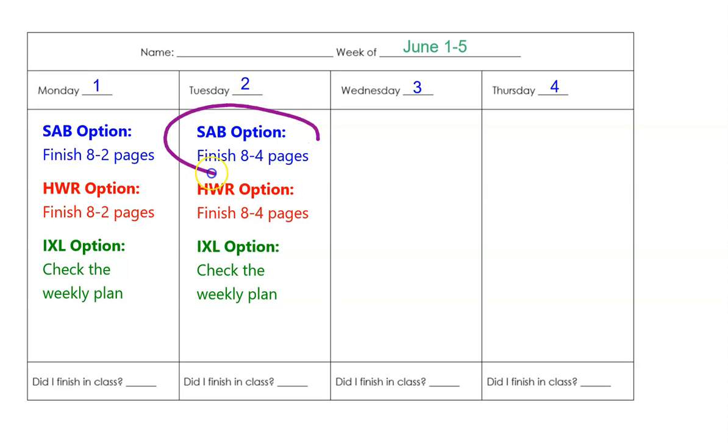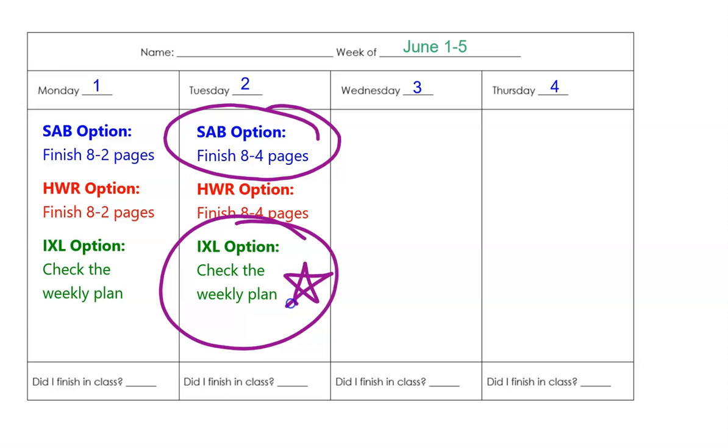What I would really recommend today is maybe go back and finish up these SAB pages that I asked you to go do, or now would be a great time to try out some of those IXL options. But otherwise, good work today. I know these are kind of hard because it's a lot of vocab to learn.